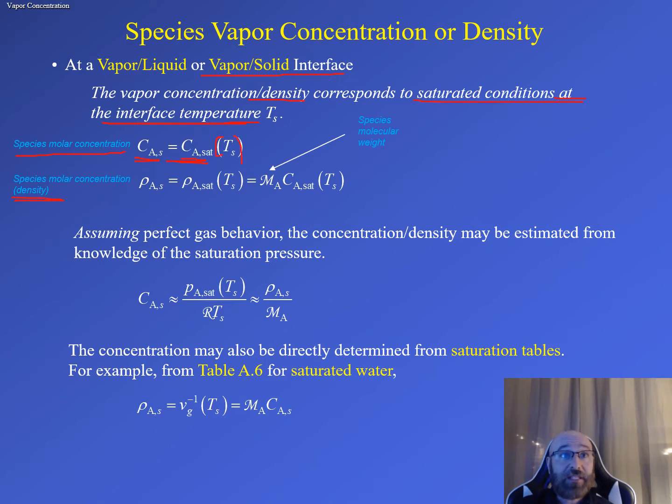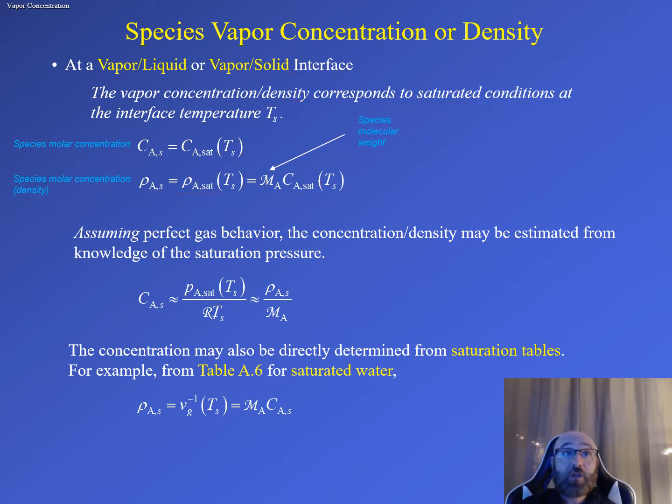Now if we're dealing with density here, we have our variable again, going back to that table right there. Our rho sub A,S right here is equal to our saturated density at that interface temperature T sub S, which you can plug in for now. We can see here we have our species molar weight that we can plug in times that same saturated species molar concentration at that T sub S, or our interface temperature.